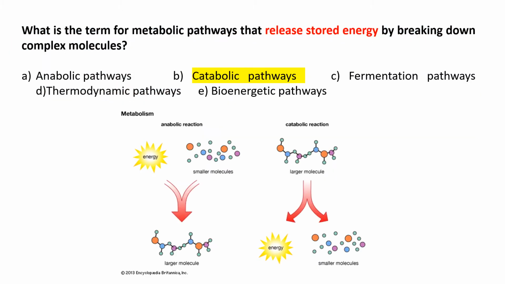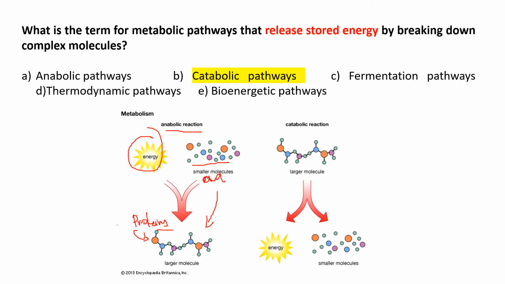So here you have the anabolic pathways. In this one, you take energy and you take small molecules, for example amino acids, and you turn them into a large molecule. In this case, it could be proteins. You can also have sugars, and you can have complex carbohydrates, and here you can have simple sugars, monosaccharides, and turn them into more complex carbohydrates like polysaccharides.